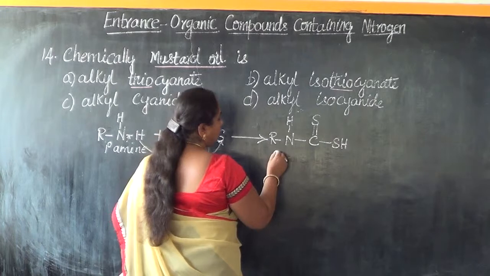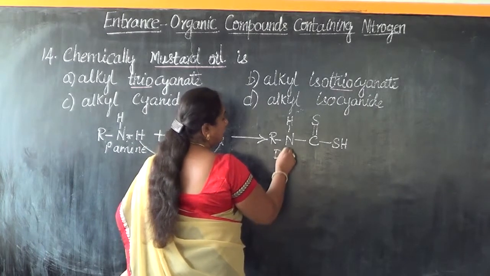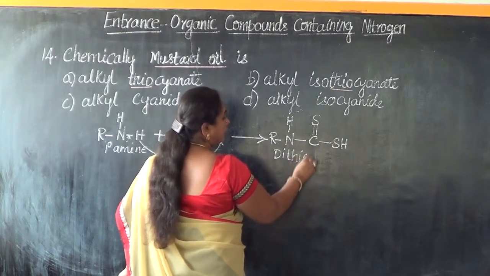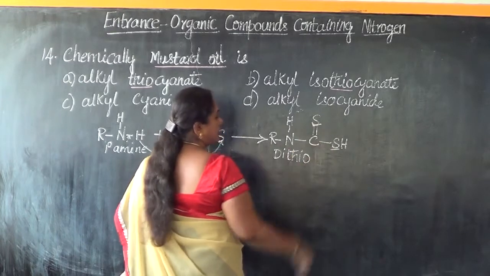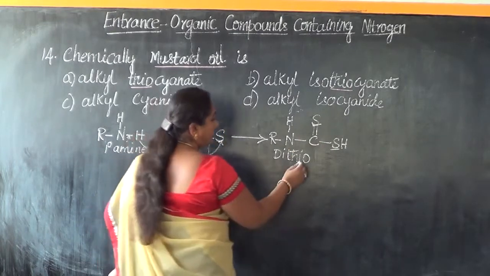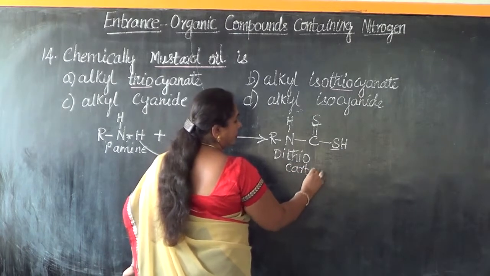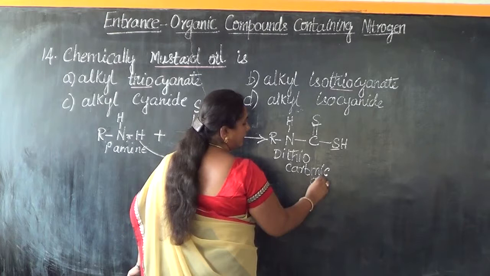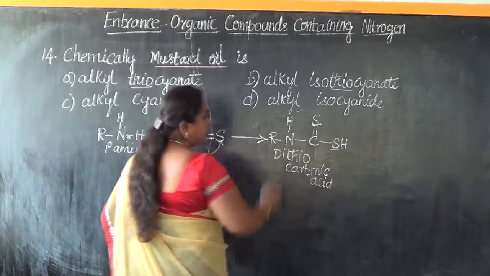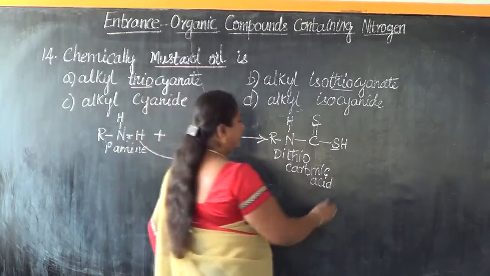This is called dithio, because we find presence of 2 sulfur. So dithio, otherwise it is called carbamic acid. Carbamic acid. This is the first product we are going to get.